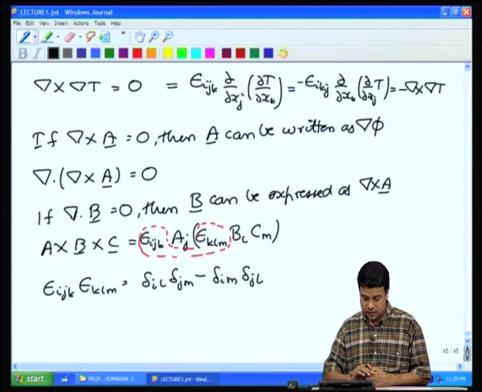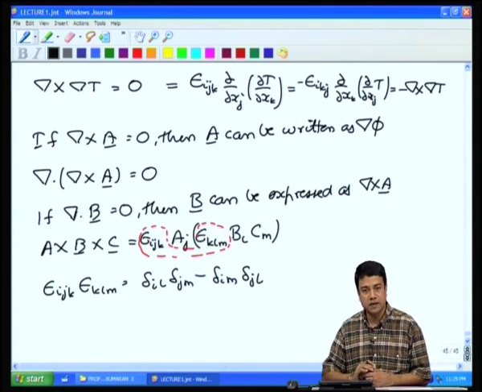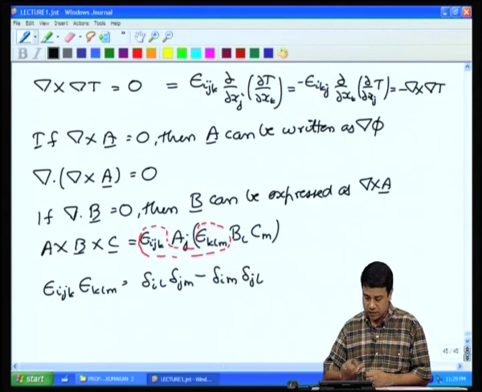Verify that if any two of epsilon I j k and epsilon k L m are equal, then it should be 0, and you can verify that the right hand side is 0, where deltas are the identity tensors. And if all three are different, you can verify that you actually get this result for epsilon I j k times epsilon k L m. So, these are the kinds of identities that we will use as we progress in the course.